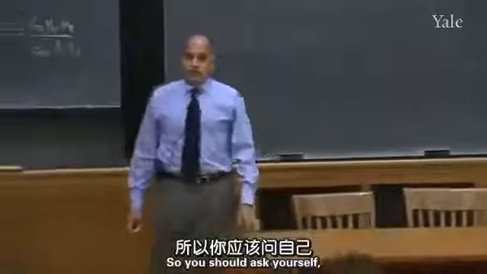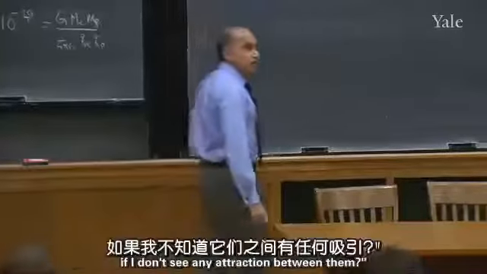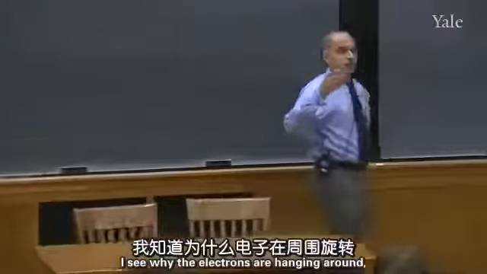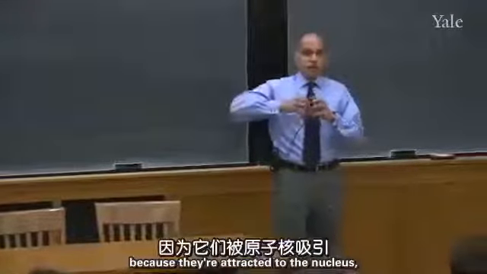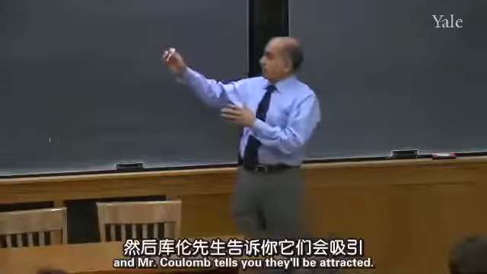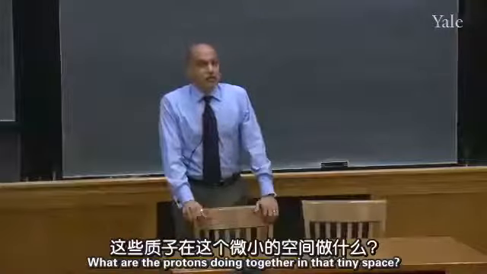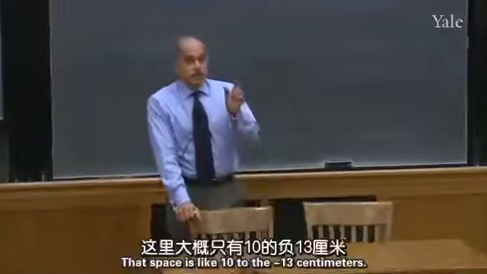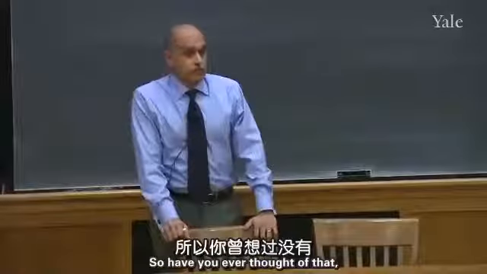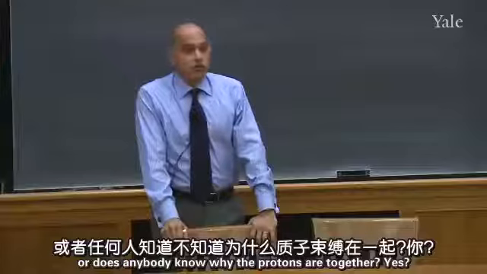So you should ask yourself, why are all these protons staying together inside the nucleus if I don't see any attraction between them? I see why the electrons are hanging around, because they're attracted to the nucleus, because the nucleus is positively charged, electrons are negatively charged, and Mr. Coulomb tells you they will be attracted. What are the protons doing together in that tiny space? That space is like 10 to the minus 13 centimeters. So have you ever thought of that, or does anybody know why the protons are together?